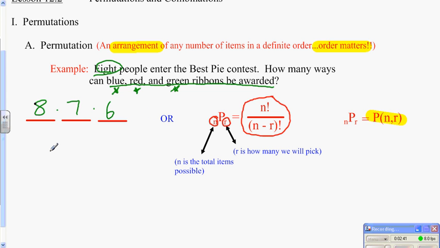In your calculator, you would choose 8 people, picking 3 of them. And in both cases, you would get the same answer, 336. Your formula would basically say 8 factorial over the difference in the 2 numbers, which is 5 factorial. And that again would end up with 336.